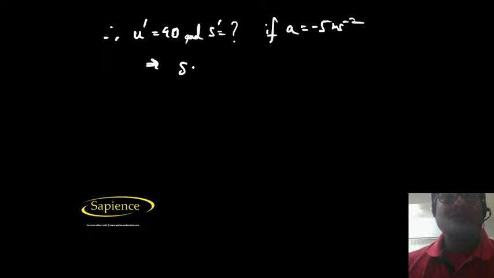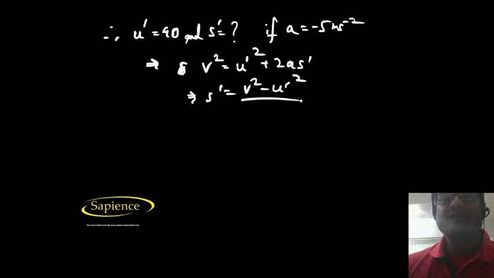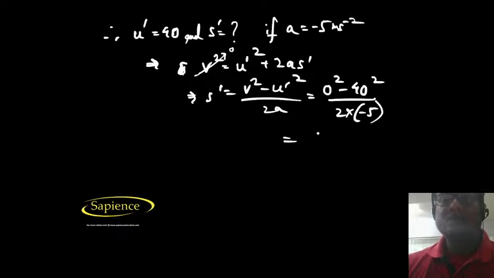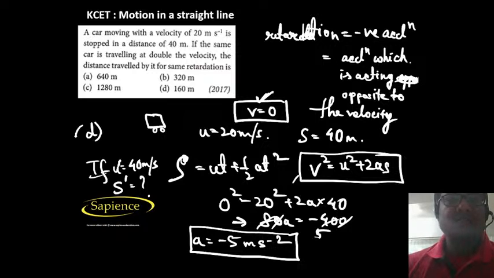So here also you can write v square will be equal to u dash square plus 2a into s dash. So s dash will be equal to v square minus u dash square by 2a. So v is 0 since the car stops. 0 square minus 40 square by 2 into minus 5. So that will be 1600 divided by minus 10, so that will be 160. So the car will stop at 160 meters. So option D is the correct answer.